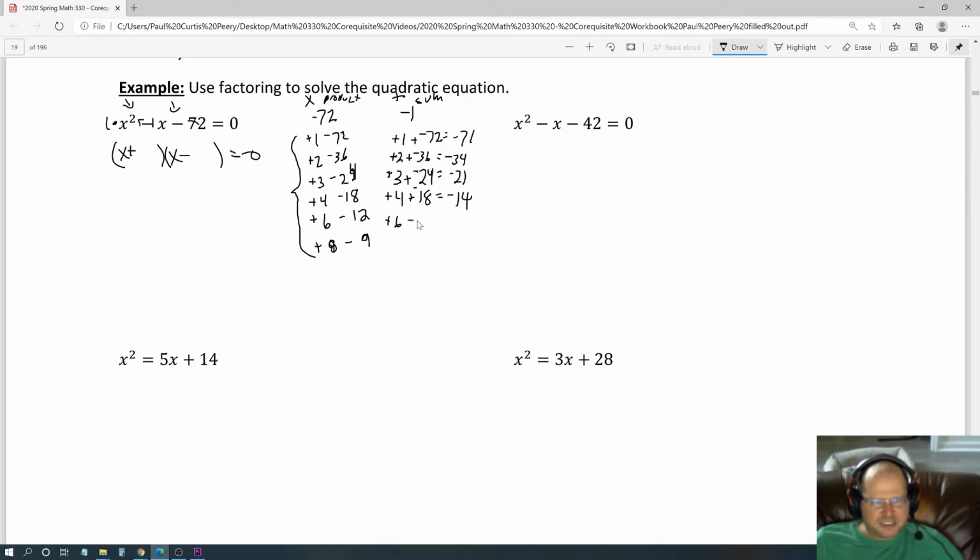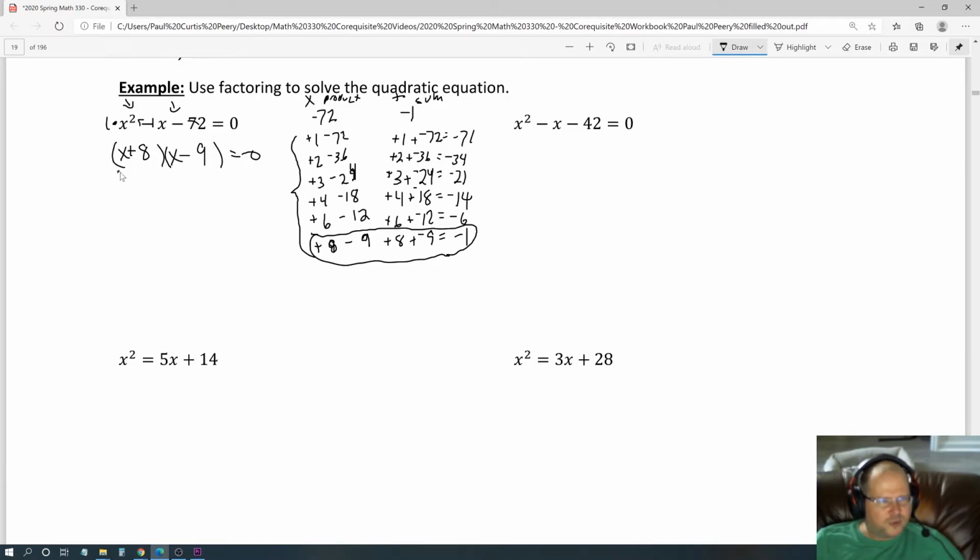So now we're up to plus 6 plus negative 12. You add it together, you get a negative 6. Still not there. And we say we have a plus 8 plus negative 9 equals negative 1. And that is the one, right? So when we multiply it together, we get the negative 72. And when we add it together, we get a negative 1. Okay, so we got our two numbers here. So I'm going to put a positive 8 and a negative 9.